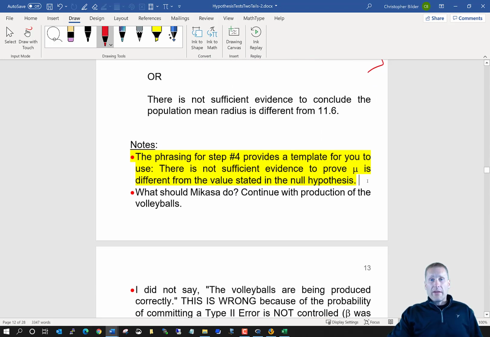So phrasing is very important, and this is a place especially where students struggle when they have do not reject H0 as the conclusion. You can think of what I have here as a template that you can use. Just replace the generalities in this phrase with what it means in terms of the original problem, like I had done above. So if you were actually a manufacturer of volleyballs, what should you do? Well, continue with production of the volleyballs. Until your sample tells you something otherwise, let's keep on going with what we're doing.